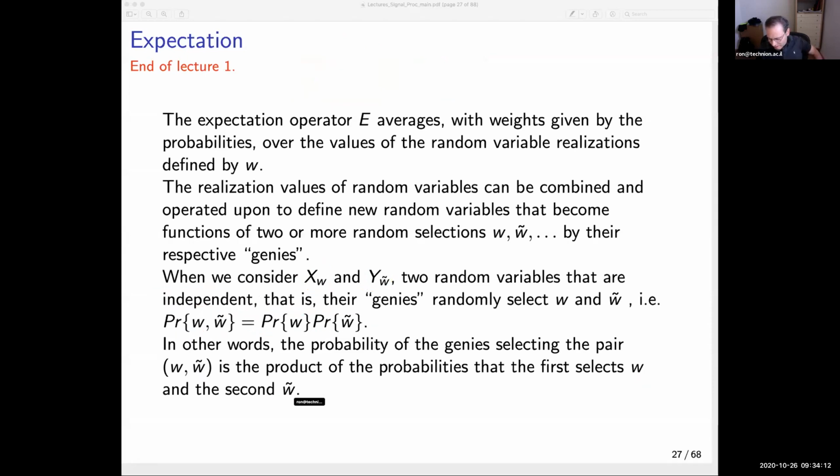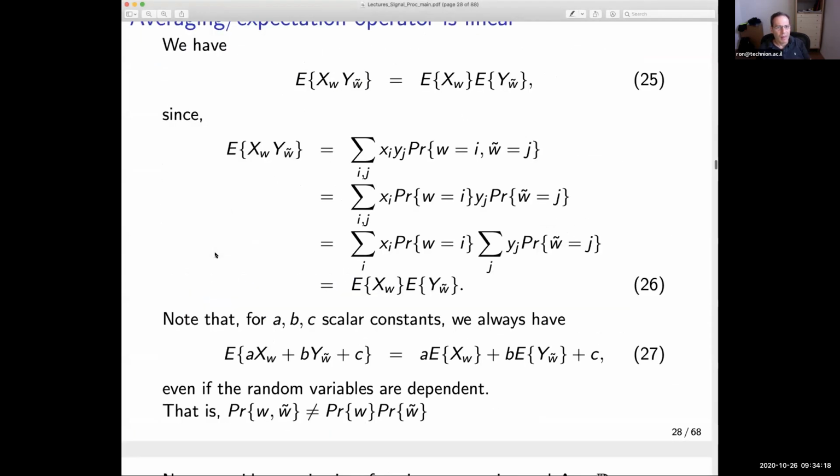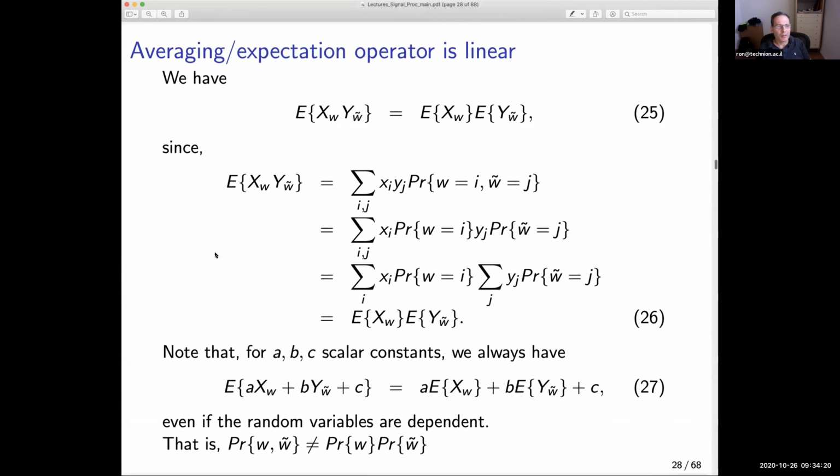Why do we need that? We need that because, as I will show you, I can now compute the average or the expectation of selecting X and Y. So if I have my X and my Y, the expectation of selecting both of them would be nothing but the expectation of the first times the expectation of the second.